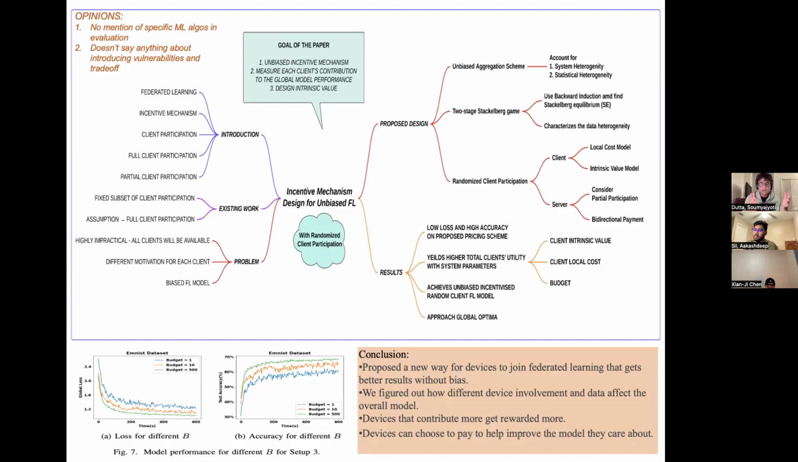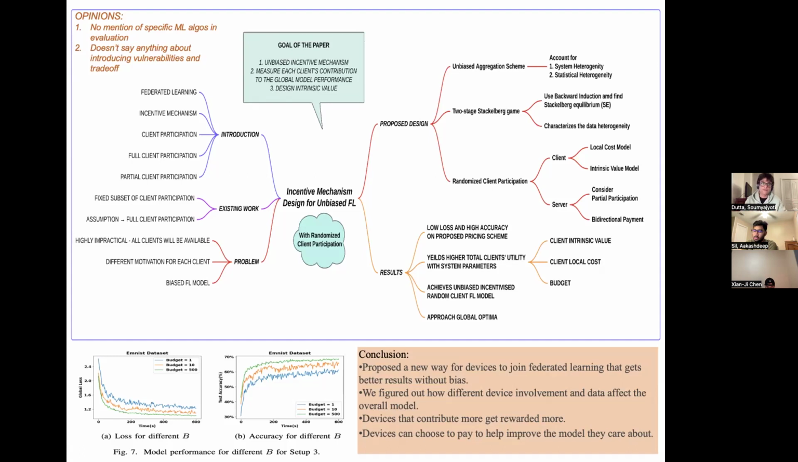To conclude or summarize the entire paper, we can say that we proposed a new way for devices to join federated learning that gets better results without bias. The second thing, we figured out how different device involvement and data affect the overall model. And then devices that contribute more get rewarded more, which is very common sense, and the paper covers that. Also, devices can choose to pay to help improve the model they care about, which is in line with the intrinsic value model.